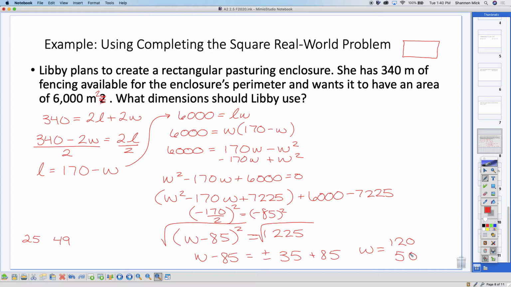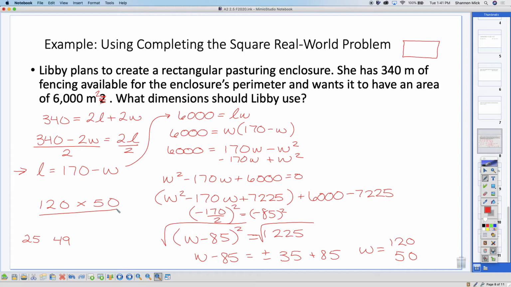So now I got two widths, right? Yep. So if I've got two widths, I need to plug them in and find the length. Can't I plug them in right here? Yes. So if my width is 120, my length is what? 50. If my width is 50, what is my length? 120. So my dimensions are 120 by 50. Not 150, 50. You knew what I meant.